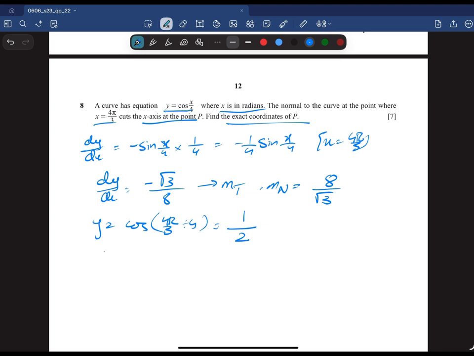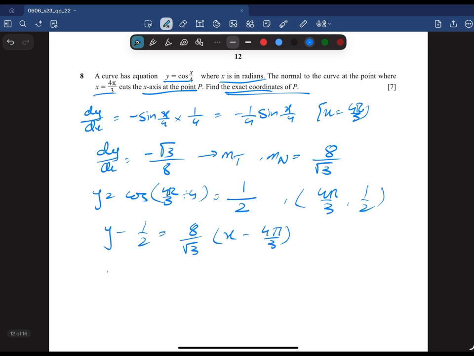So we use this equation, y, we have the coordinates as 4 pi upon 3 and 1 upon 2. Y minus y1 is equal to m, which is this, x minus 4 pi upon 3. Now it says exact coordinates of P. So we already know at the y-axis x is equal to 0, minus 1 upon 2 is equal to 8 over under root 3, x minus 4 pi upon 3.